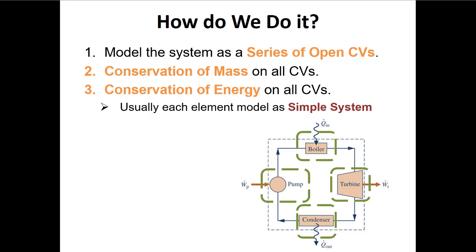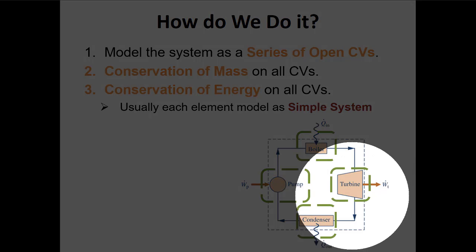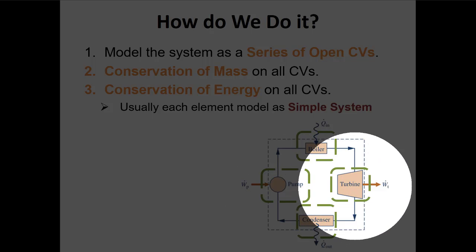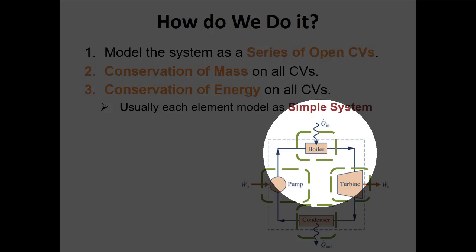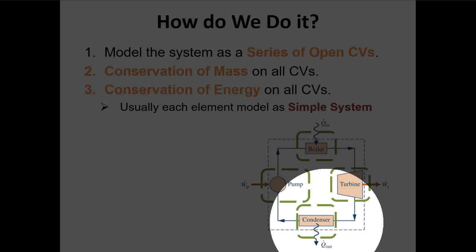You may remember when we were talking about closed systems that a simple system was one where either the heat transfer or the work was equal to zero. So we're going to look at each one of these systems, right? A turbine and a pump: a turbine gets power out, a pump consumes power, a boiler puts heat in, and a condenser has heat leave.